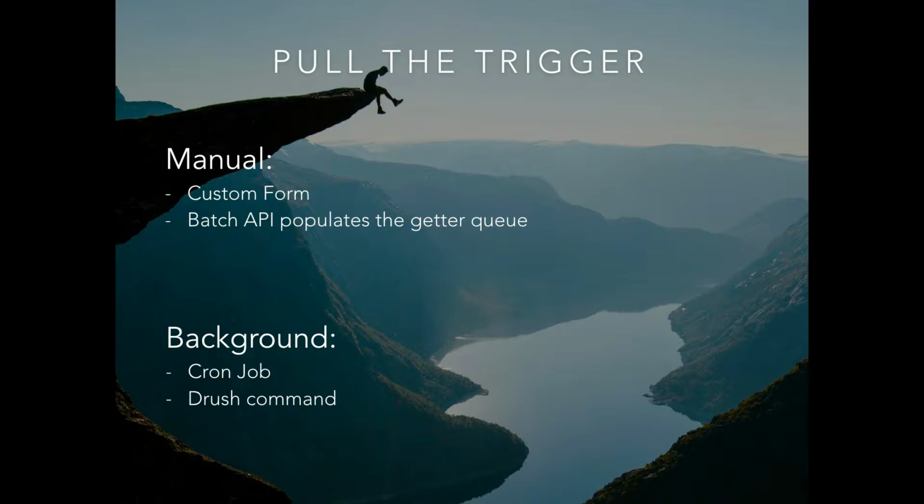Or it can be on a background cron job or a drush command. The advantage of having it as a drush command is that you will be able to execute it anytime you want with any sort of continuous integration. So let's say Jenkins. All you do for Jenkins is say, at a certain time, just grab my drush command and run it. And it will do exactly what your custom form is doing. It will populate your getter queue, and that in turn will populate your setter queue and save the information.